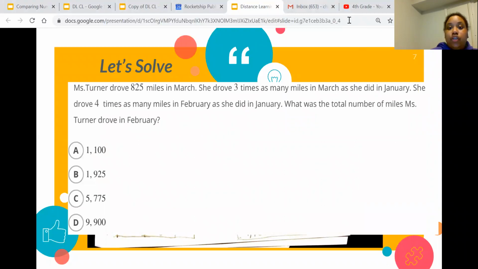Now, what I'm going to do is a really good tool that a lot of Rocketeers use, and Miss Brown uses it a lot. I'm going to annotate my work, and I'm going to slash that trash and box my answer, which is A.